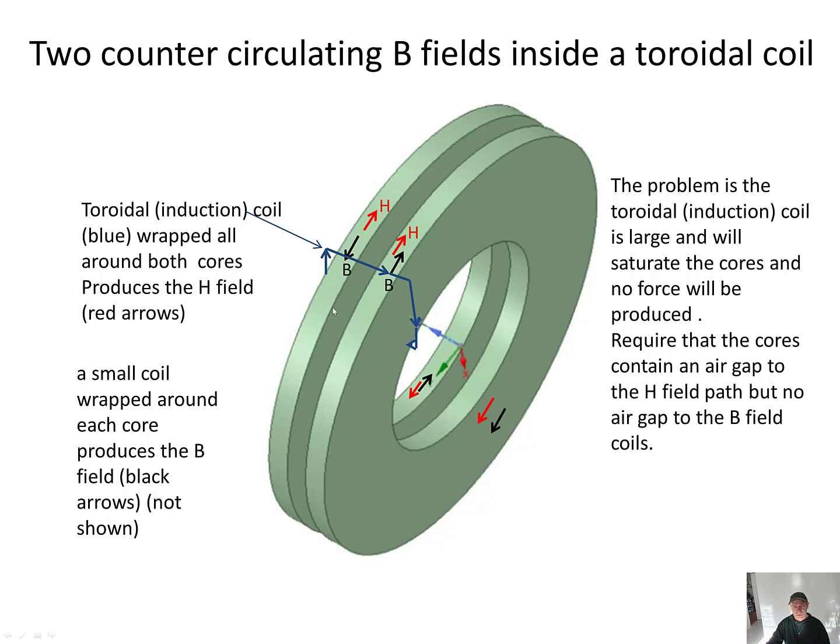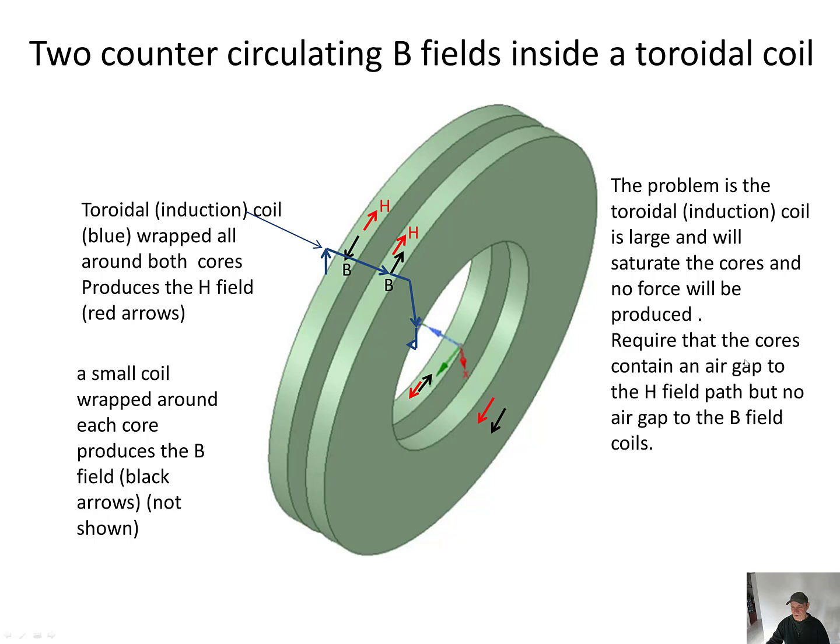I do not show the B field coils on this diagram. The toroidal induction coil, blue, wrapped all around both cores, produces the H field, red arrows. A small coil wrapped around each core produces the B field, black arrows, not shown. The problem is the toroidal induction coil is large and will saturate the cores. No force will be produced.